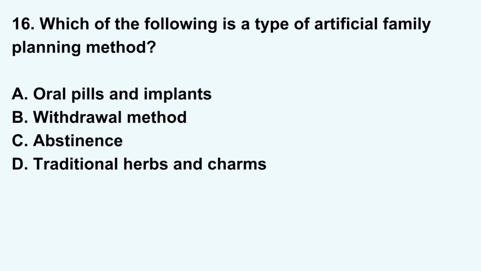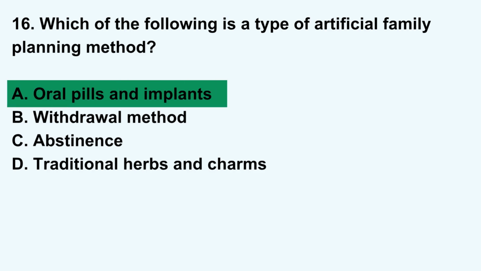Which of the following is a type of artificial family planning method? A. Oral pills and implants, B. Withdrawal method, C. Abstinence, D. Traditional herbs and charms. Correct answer: A. Artificial methods use modern medical technologies like hormones and devices.